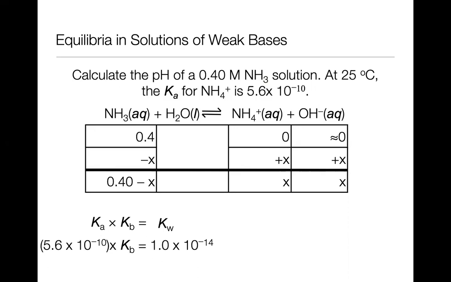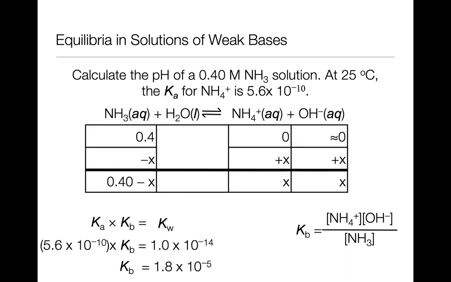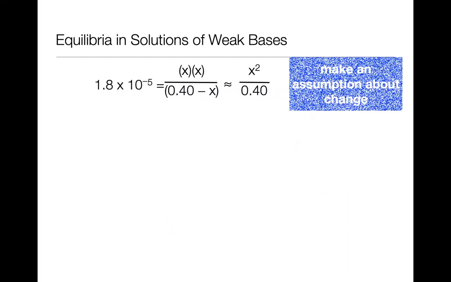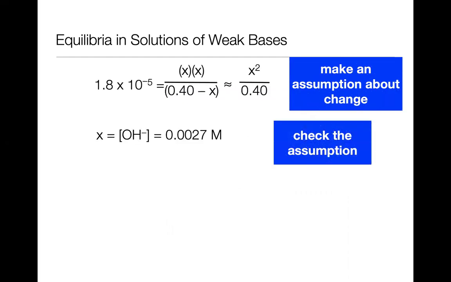So then I can solve for Kb. Now that I have my Kb, 1.8 times 10 to the negative fifth, I can go ahead and solve the ice table like normal. So there's my Kb expression. Plug everything in, make my assumptions, check my assumptions. My assumption holds. So I'm just trying to go quick. You guys can go through this on your own.